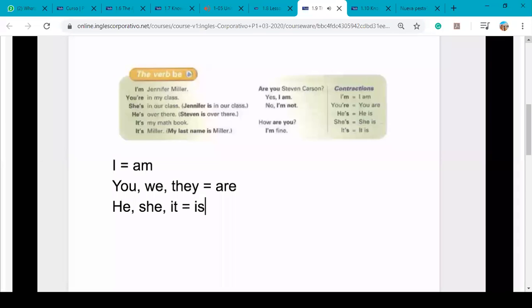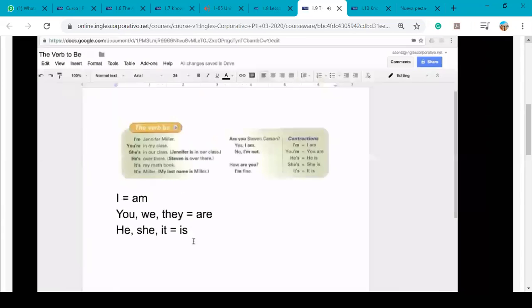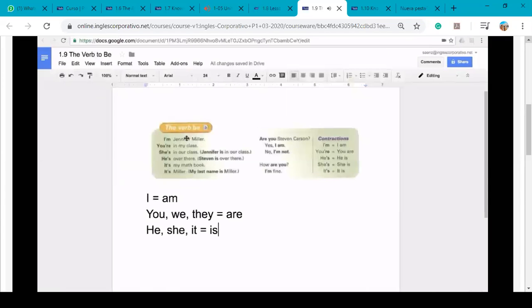So, if we look at the examples, I'm Jennifer Miller. This is the same thing as saying, I am Jennifer Miller. You can see the meaning of those contractions towards the right-hand side of the screen. Now let's try to make sense of this by looking at the examples on the chart.